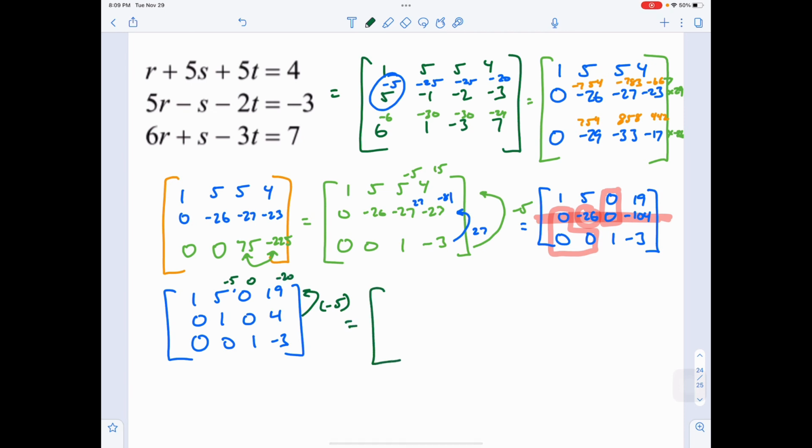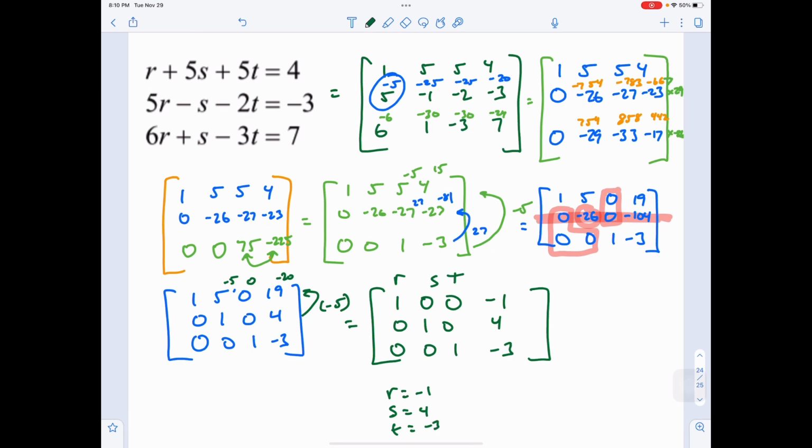We have our final matrix here. 1, negative 5 and 5, that's 0. 0. 19 and negative 20 is negative 1. 0, 1, 0, 4. And 0, 0, 1, negative 3. We have our values R, S, and T. That's what each of the columns stood for. R is equal to negative 1, S is equal to 4, and T is equal to negative 3. Let me show you that using a highlighter. R is negative 1, S is 4, and T is negative 3.